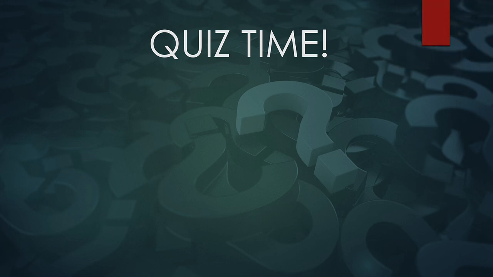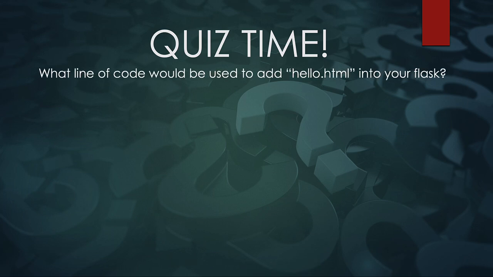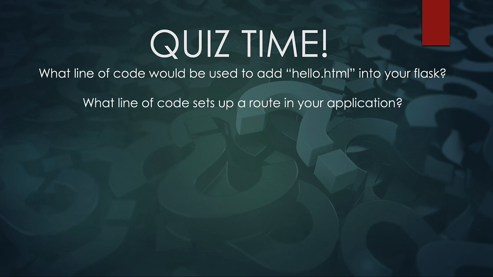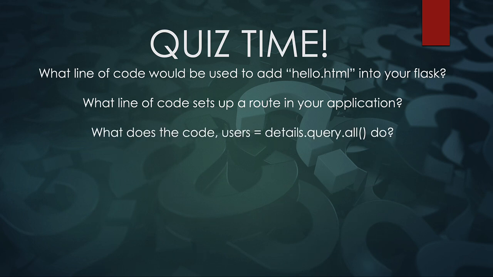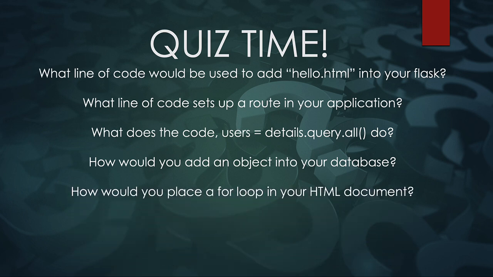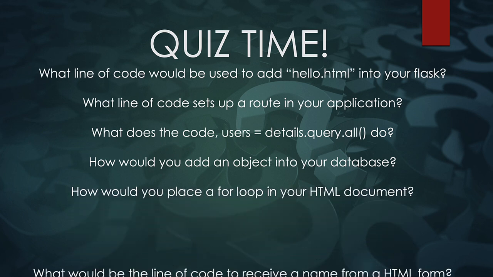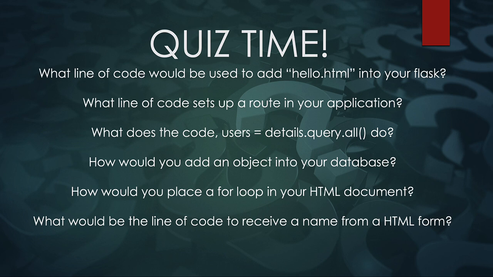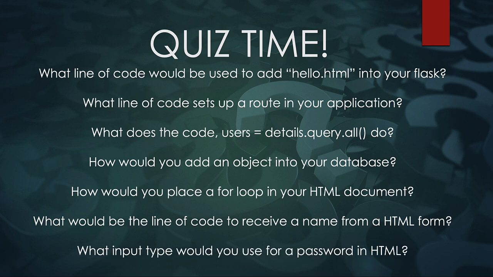Let me now test your knowledge on today's video to really double check that everything we have done has sunk in. First question, what line of code will be used to add hello.html into your Flask? What line of code sets up a route in your application? What does the code users equals details.query.all do? How would you add an object into your database? How would you place a for loop in your HTML document? What would be the line of code to receive a name from a HTML form? Finally, what input type would you use for a password in HTML?